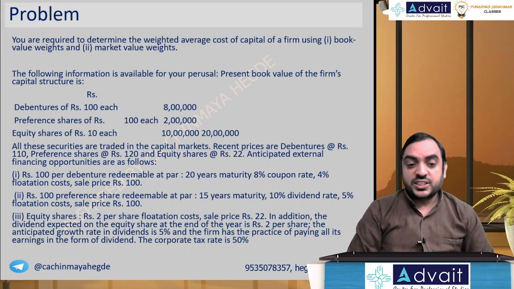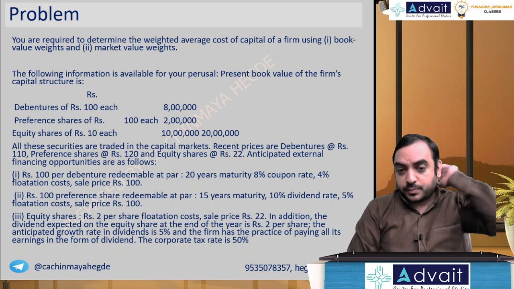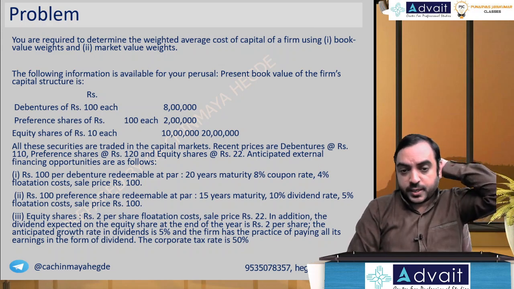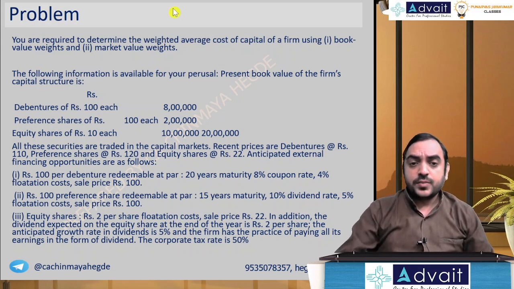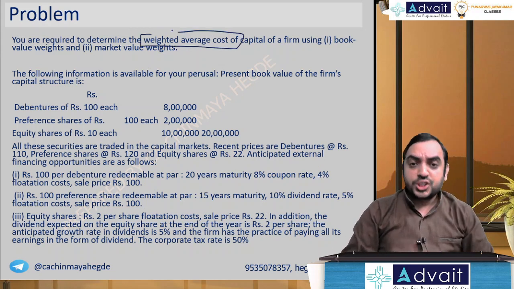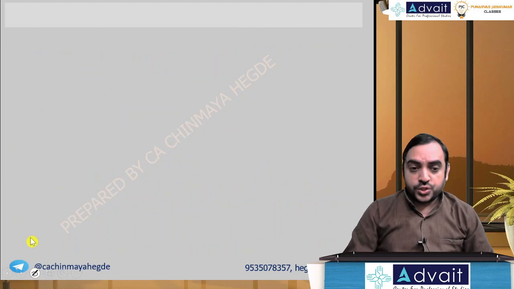In addition, the dividend expected on the equity share at the end of the year is 2 per share. The anticipated growth rate in dividend is 5%, and the firm has the practice of paying all the earnings in the form of dividend. Corporate tax rate is 50%. So we have information on preference shares, debentures, and equity shares, and we have to calculate the weighted average cost of capital, which means overall cost of capital. First we'll compute the individual costs of capital, and then we'll calculate the overall cost of capital.